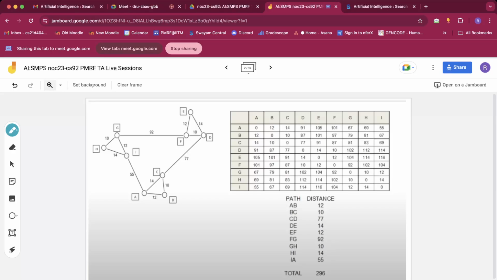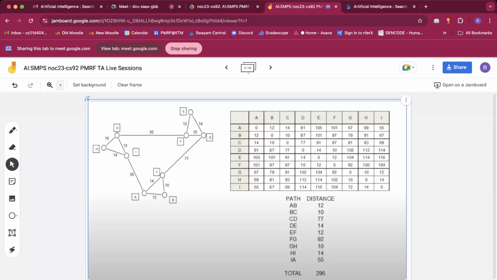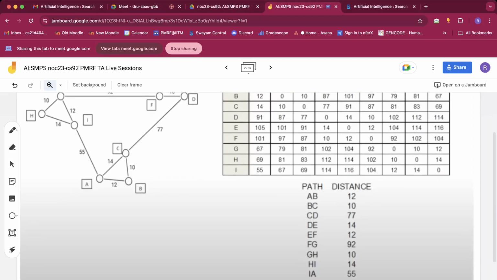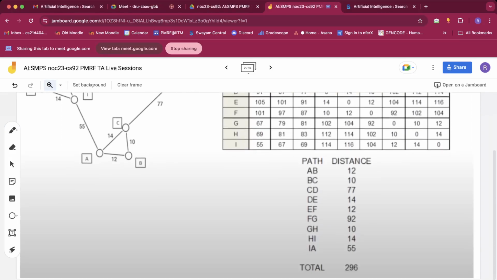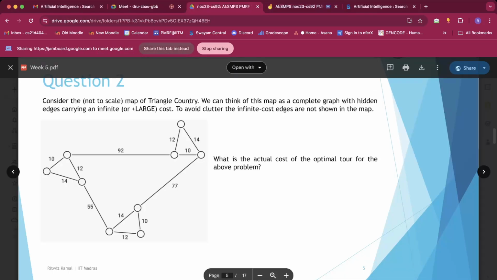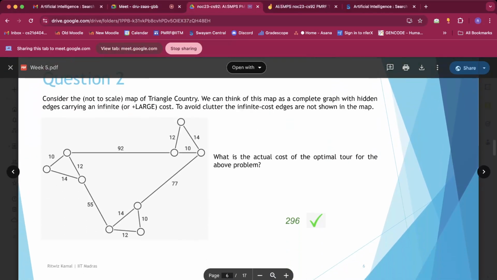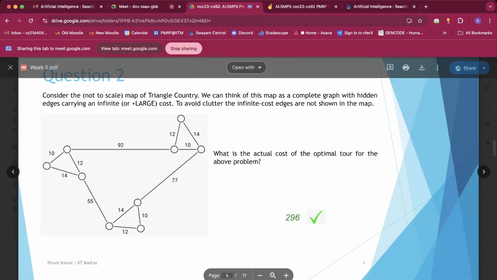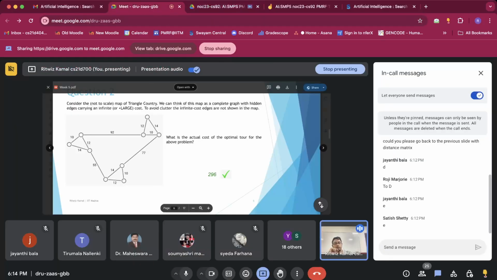Okay, so this is essentially what we did. If you sum up all these, we'll get 296 as the optimal cost. Let's check our solution, and it is 296. So any doubts in this question? Okay, that's great then.